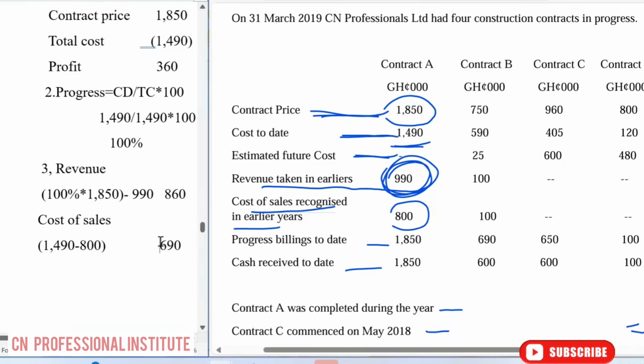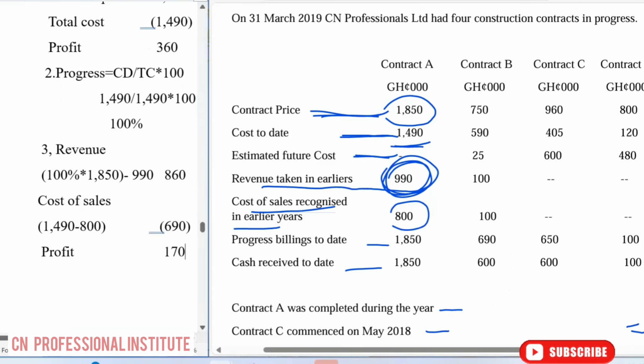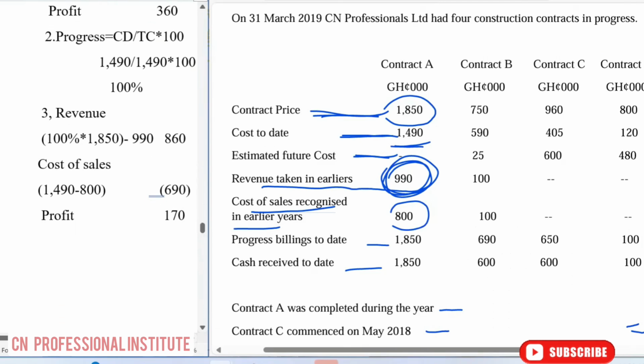So now when we deduct this one, what do we get? So we are going to have a profit of how much? 170. So we are cross-checking the figures, okay? If I make a mistake, just correct it. But I'm just presenting to you how it's supposed to be done. I'm not really into the figures, just the understanding why we are deducting the previous cost of sales and then the previous revenue recognized before we record revenue.